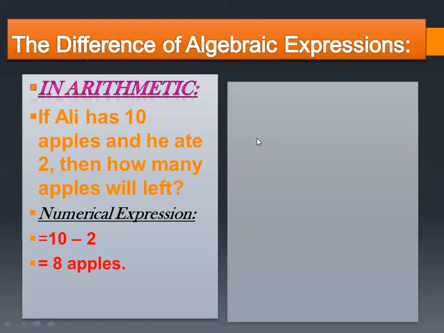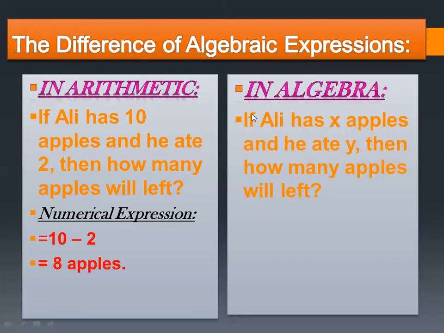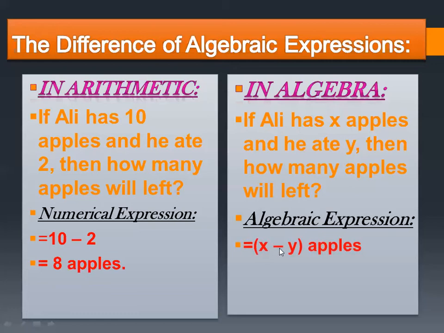But in algebra, what type of word problem will you have? Here you will have variables. If Ali has x apples, and he ate y, then how many apples will be left? What will the algebraic expression be here? You will simply write x minus y. Inside the bracket you will write x minus y, and outside the bracket you will write apples. Here there is no need of a bracket, but here there is a need of a bracket because you cannot subtract it. That's why you are placing the brackets here, and these brackets are a must.